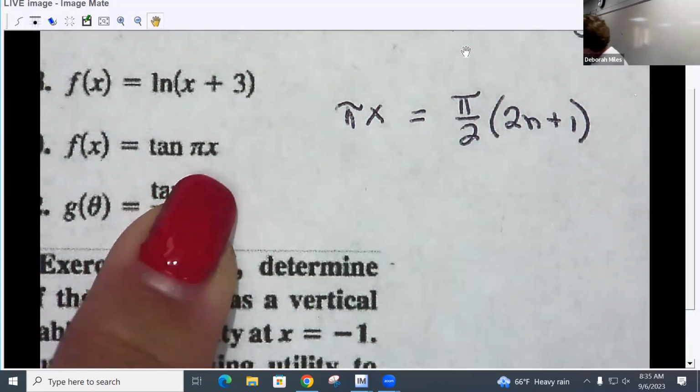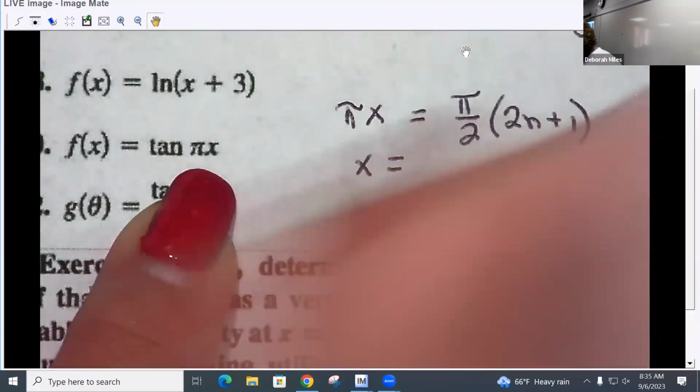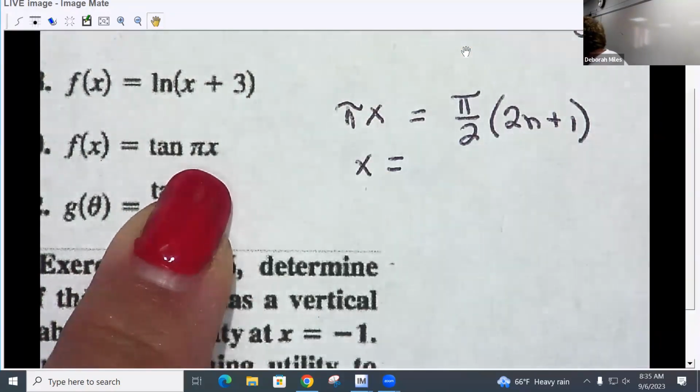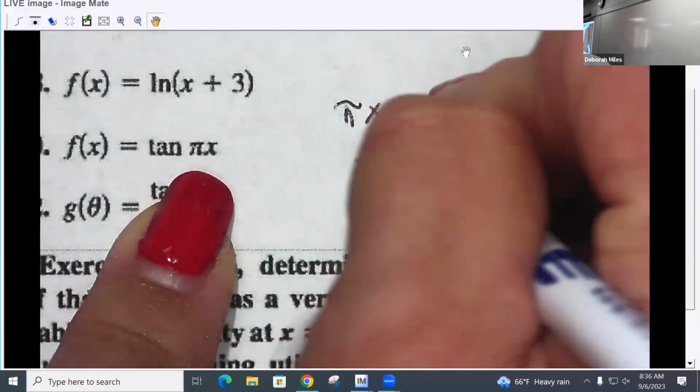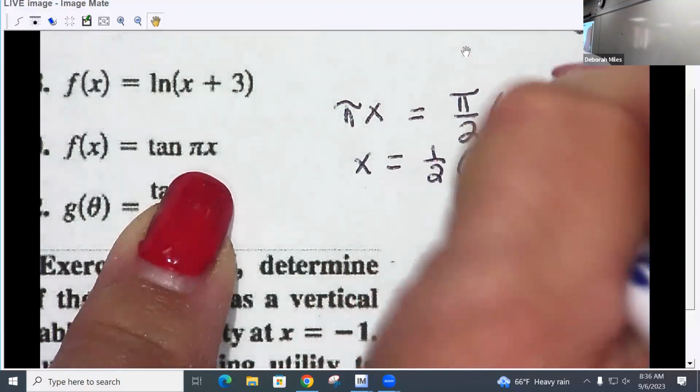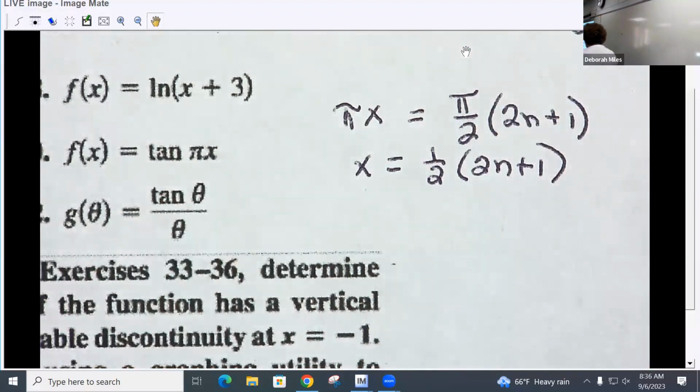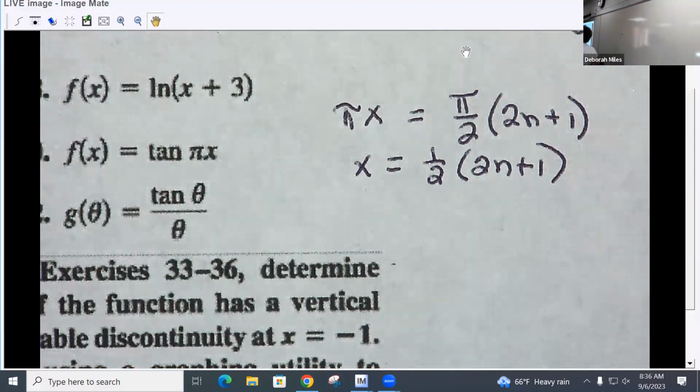And so what would that mean? x equals... times 2. If you divide both sides by pi, you just get 1/2 times 2n plus 1, which is just the odd halves, not the odd pi's, because it already has the pi in it. This is one way to write that answer. That's where the vertical asymptotes are.